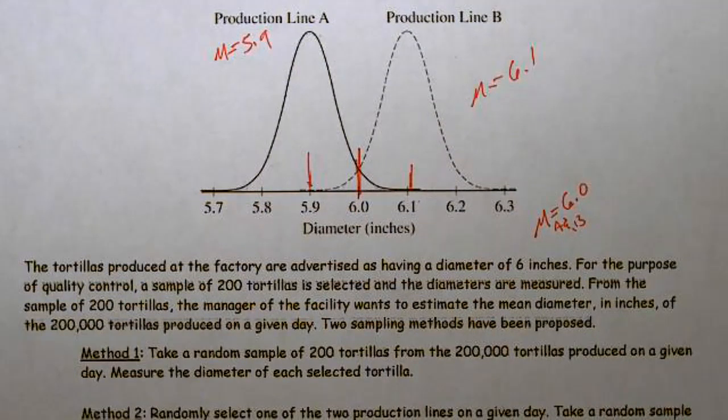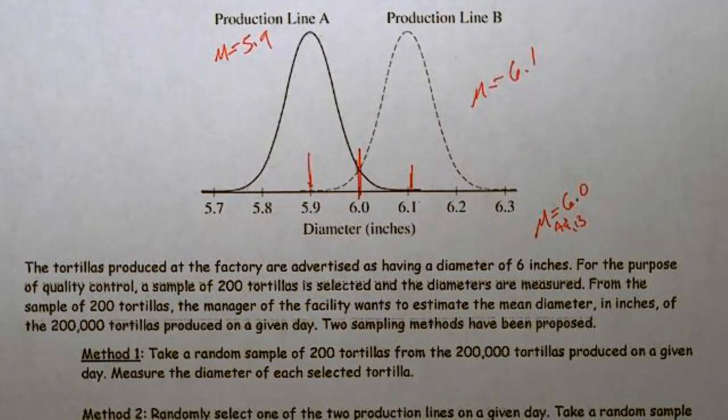For the purpose of quality control, a sample of 200 tortillas is selected and the diameters are measured from the sample of 200. The manager of the facility wants to estimate the mean diameter in inches of the 200,000 tortillas produced on a given day. 2 sampling methods have been proposed. So we're going to basically take a 200 tortilla sample and see what we have. So method 1.